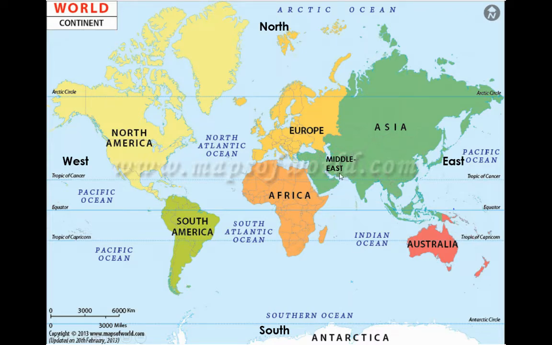I also want you to label the Middle East. The Middle East is a region, it's not a continent, but it will be important both for this unit and also for your life to know where the Middle East is, because it's an important place.